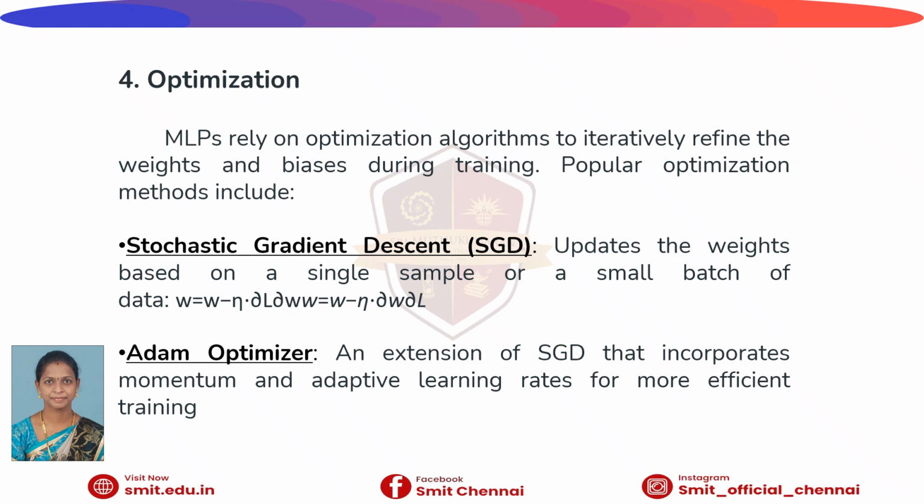Last one is the Adam optimizer. Adam, which stands for Adaptive Moment Estimation, is one of the most popular optimization algorithms in deep learning. It combines momentum and adaptive learning rates to achieve faster and more efficient training.